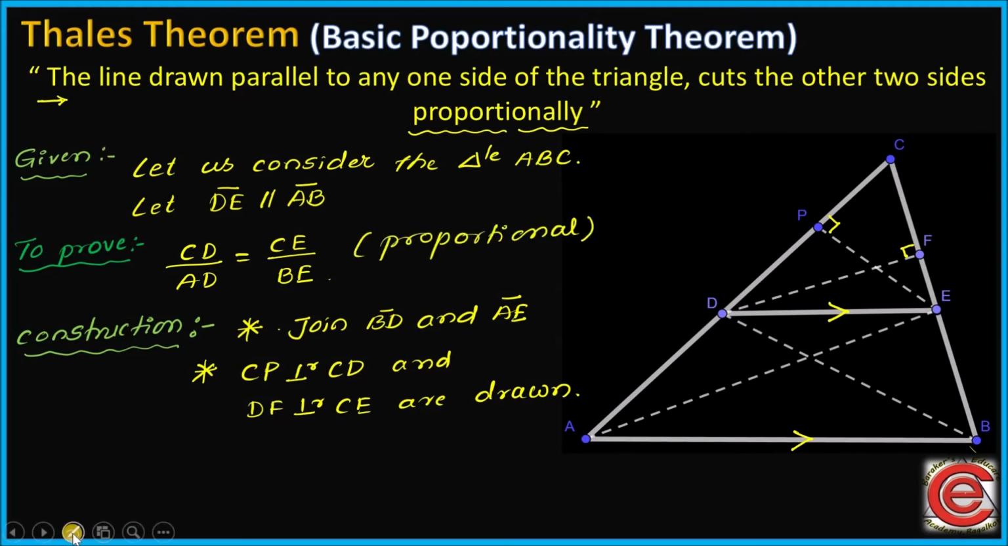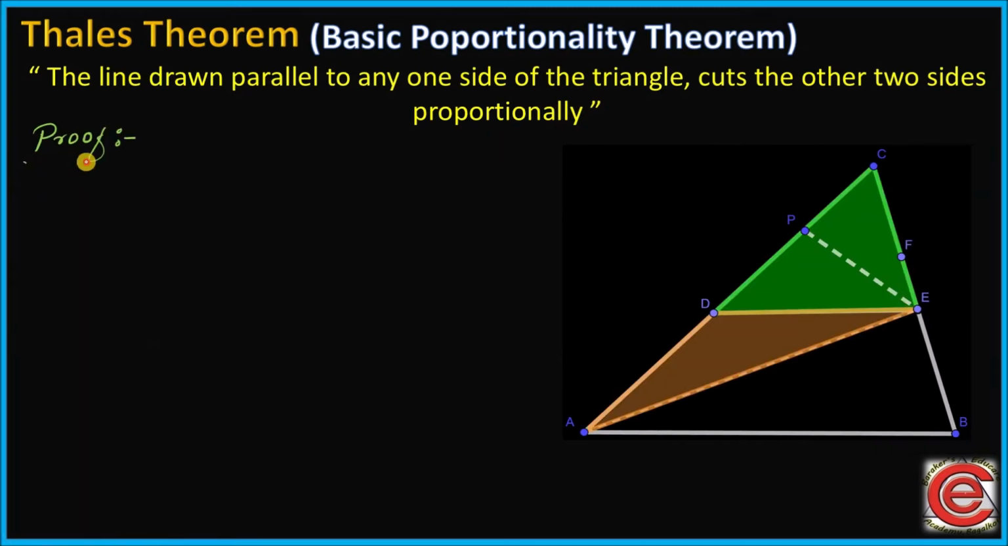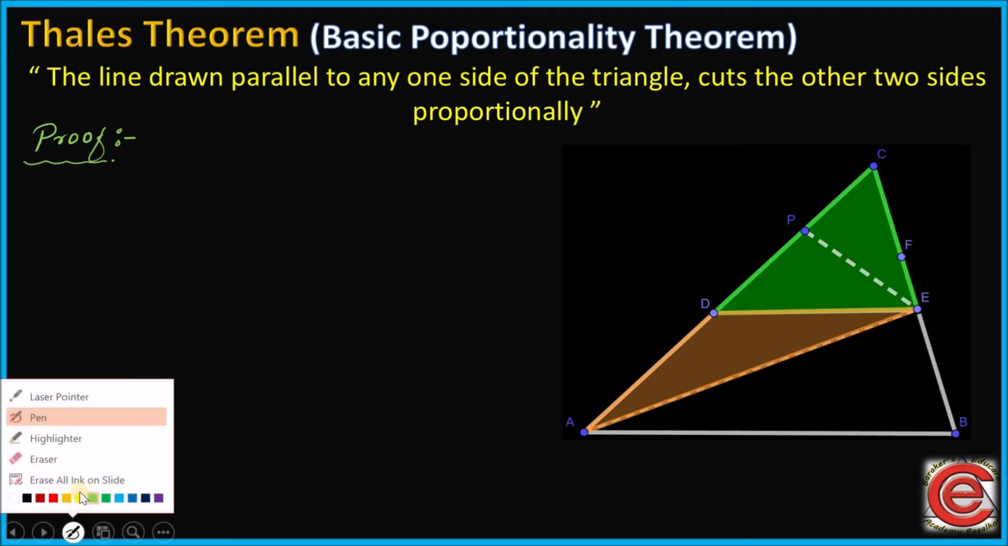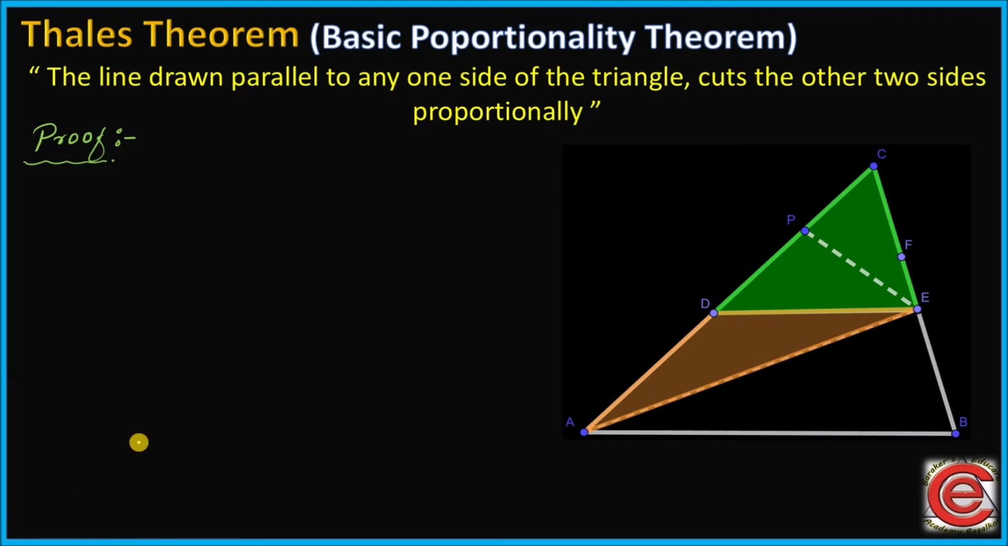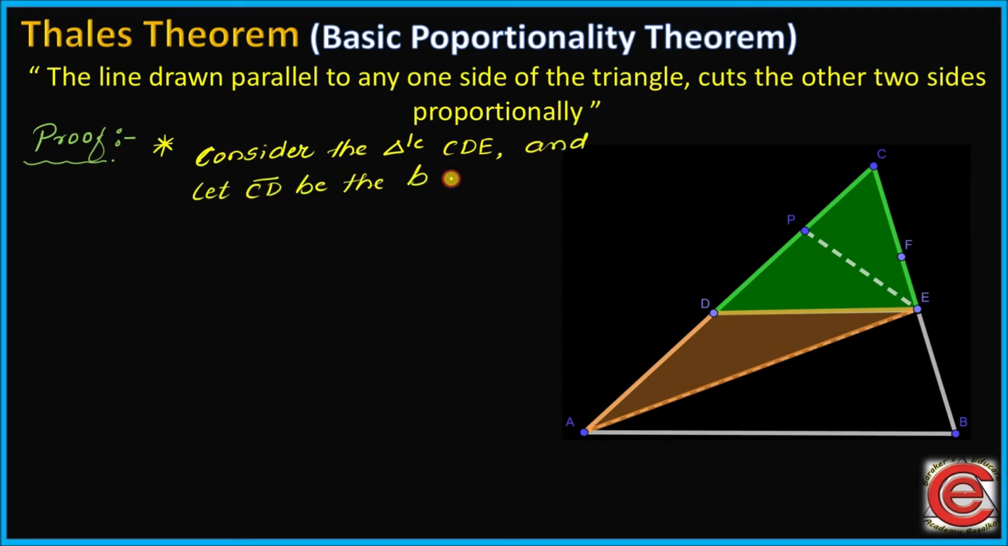Now let us move to the proof of this theorem, the fourth and last part of proving the theorem. To prove this theorem, I am considering the two triangles which are present in the figure. The first triangle is DEC, and the other triangle is ADE. So let us consider the triangle CDE. In that triangle, I need to consider the base. CD be the base of the triangle.